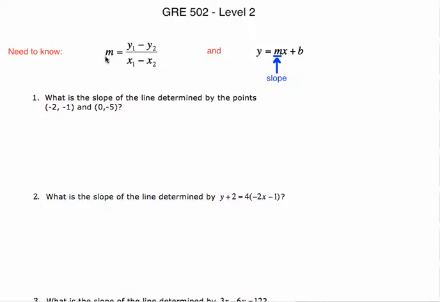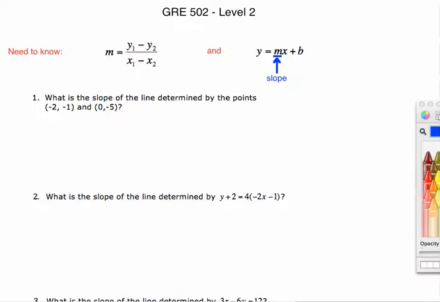If we look at our first equation here, this is our slope equation. Anytime you see the letter m, usually in here, that's going to indicate slope. So I've got m equals y1 minus y2, that's our first y minus our second y, and then x1 minus x2 is our first x minus our second x.